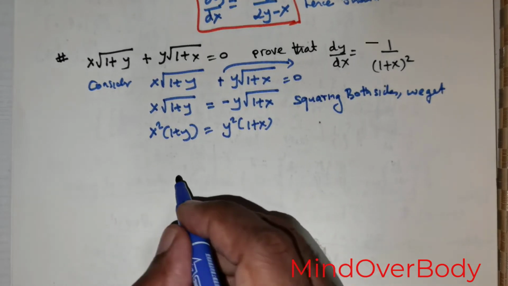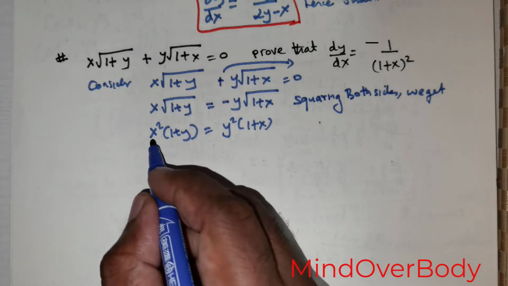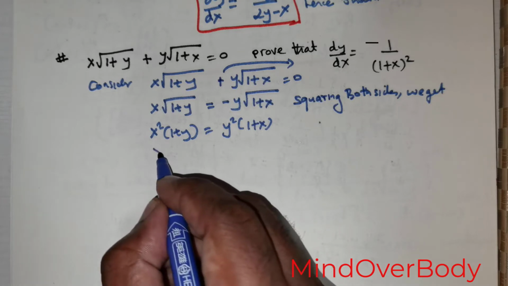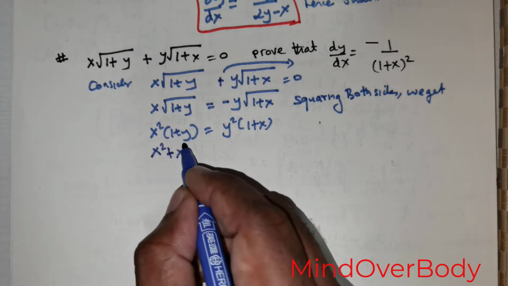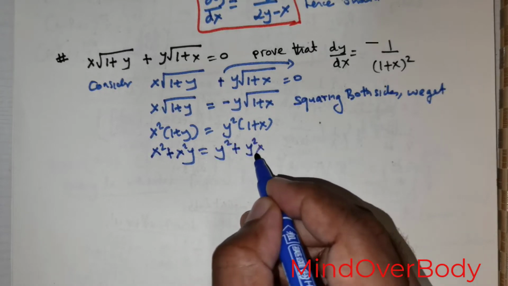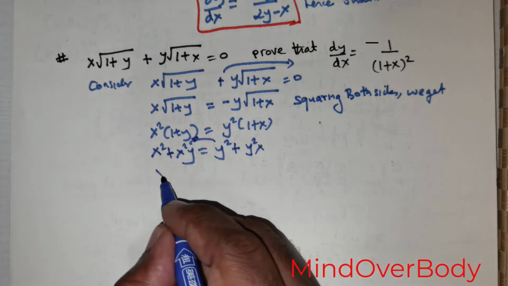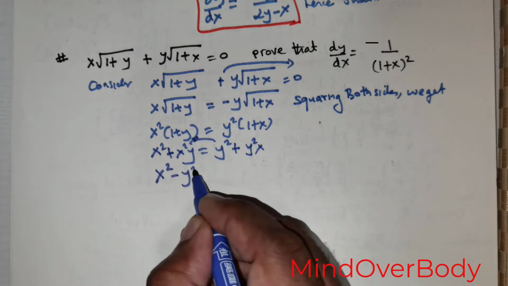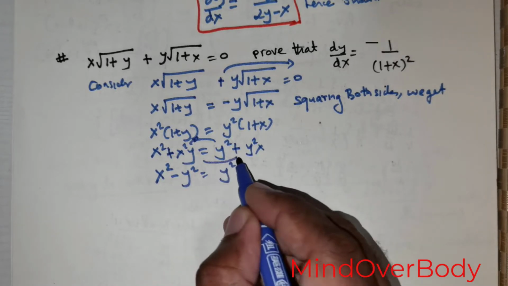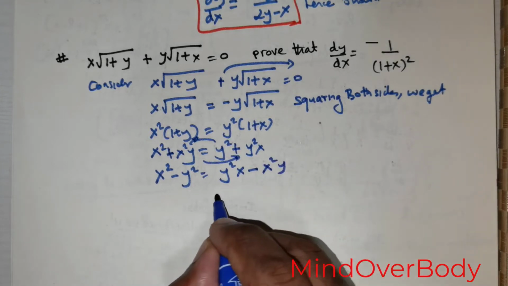So now we will remove the parentheses. In other words, we will distribute the quantities x squared and y squared, and that would give us x squared + x squared y is equal to y squared + y squared x. I will move this y squared to the other side, so that would mean I get x squared - y squared is equal to y squared x. I will move x squared y to this side, so that would mean I get a negative x squared y.